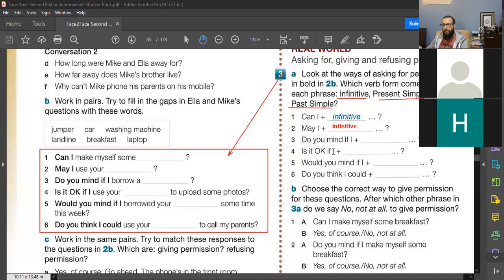What about number 3? Do you mind if I? Yes, even this, infinitive. Borrow. Okay. Do you mind if I borrow, for example? So it's also infinitive. What about number 4? Is it okay if I? What should we use here? Should we use infinitive, present simple, past simple?